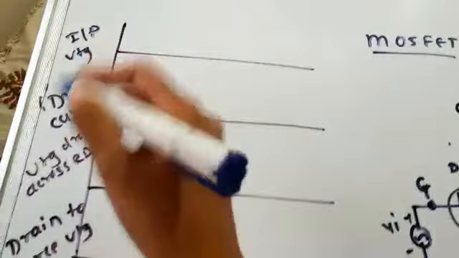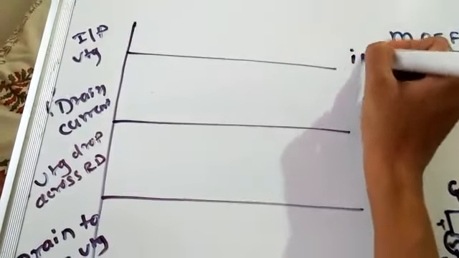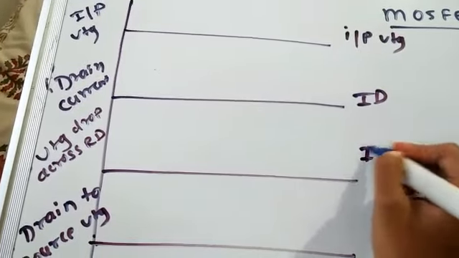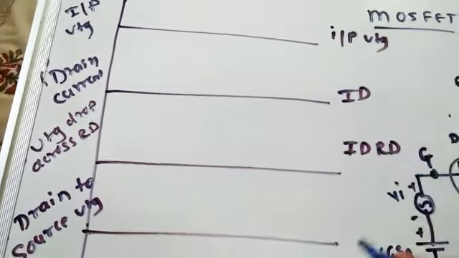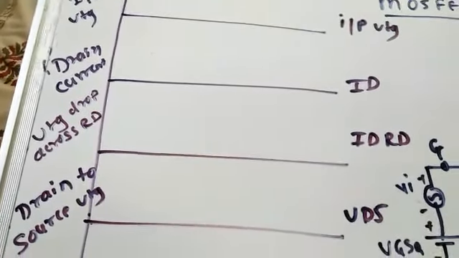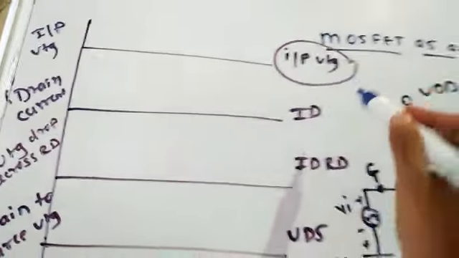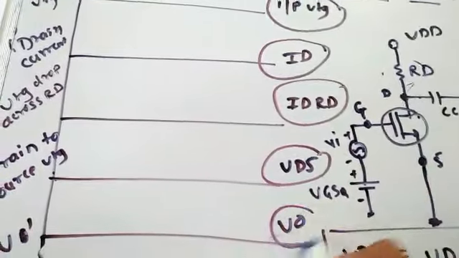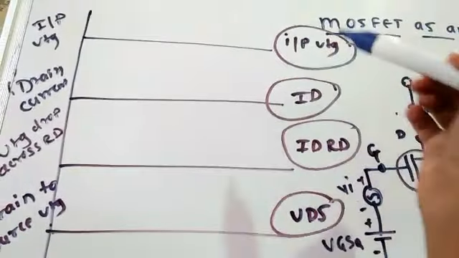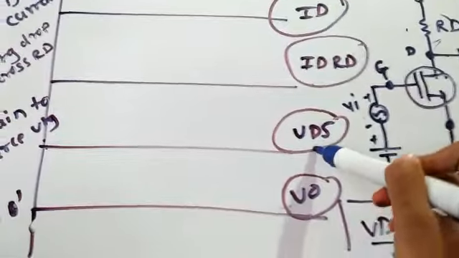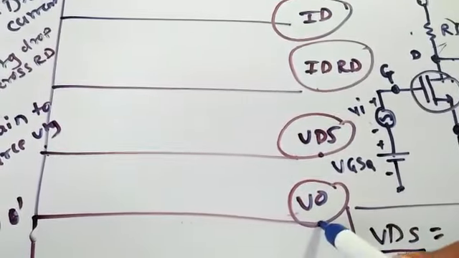Now if you are not comfortable with the wordings, you can write here input voltage, then drain current is ID, then this is the ID RD drop, then this is VDS, and this is V0. Now it is easy to remember: input voltage, ID RD, VDS and V0. This is the input voltage, this is the drain current, this is the drop across the RD resistor, this is VDS or the drop across the MOSFET, and this is the output voltage.